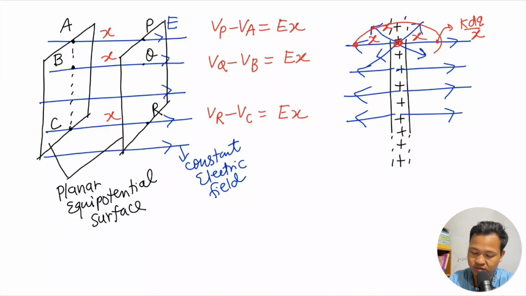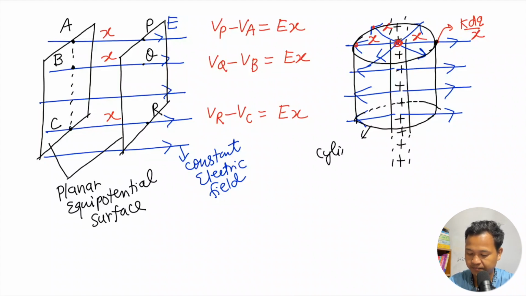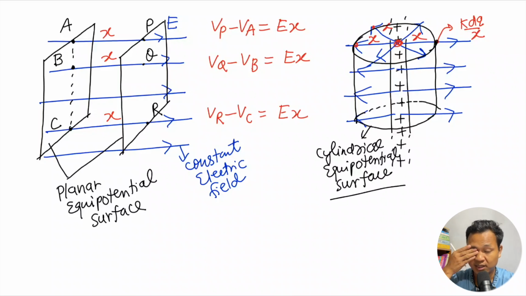So if you join all of these points, what will you have? Okay, I'll use the black one. You will have a cylindrical equipotential surface, like this. So this is a cylindrical equipotential surface due to the line charge.